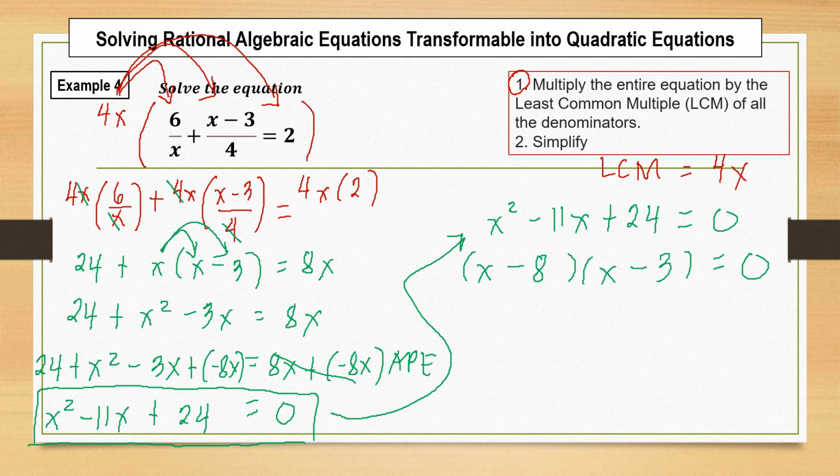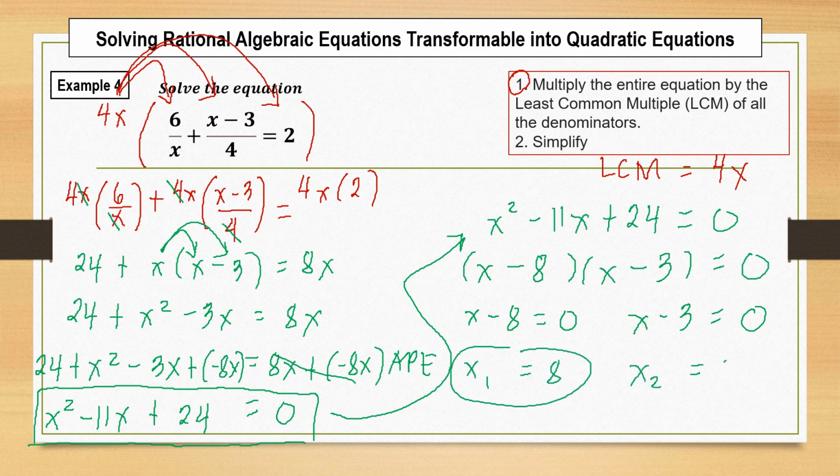Now applying zero product property, we have x minus 8 is equal to 0 and x minus 3 is equal to 0. Solve for x. x sub 1 is equal to 8. x sub 2 is equal to 3. Therefore, the solutions of the given equation are 8 and 3.